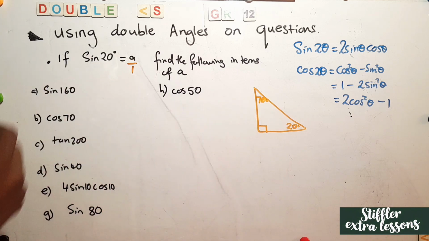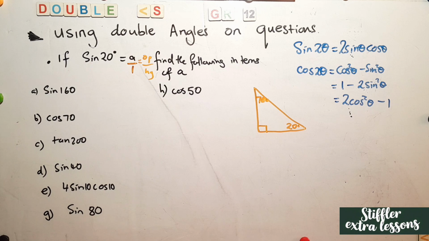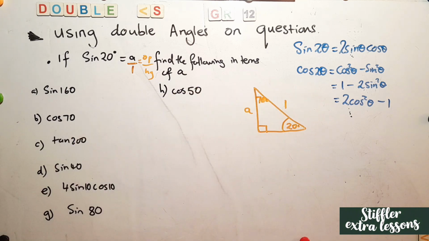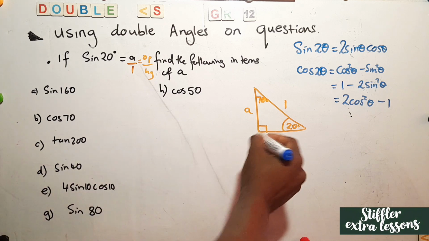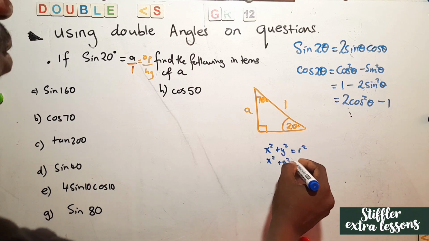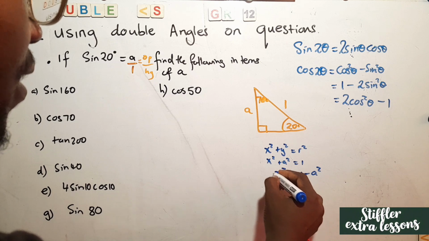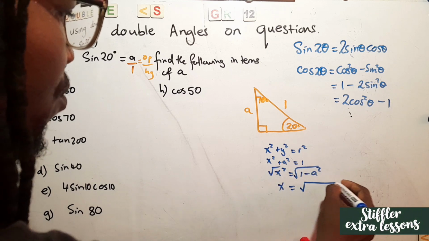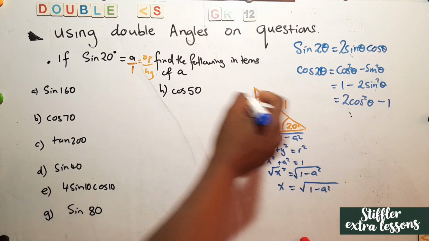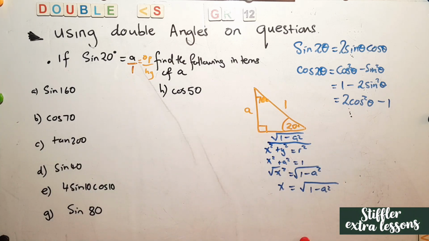We're given that sine 20 is equal to a over 1. And we know that sine of theta is equal to opposite over hypotenuse. So 1 is our hypotenuse and a is our opposite. Opposite to 20, we have a, and our hypotenuse will be 1. So what's left is to find the value of the adjacent. Again, you can say x squared plus y squared is equal to r squared. So x squared plus a squared will be equal to 1, so x squared will be equivalent to 1 minus a squared, which means x will be the root of 1 minus a squared. So here it will be the root of 1 minus a squared, like that.